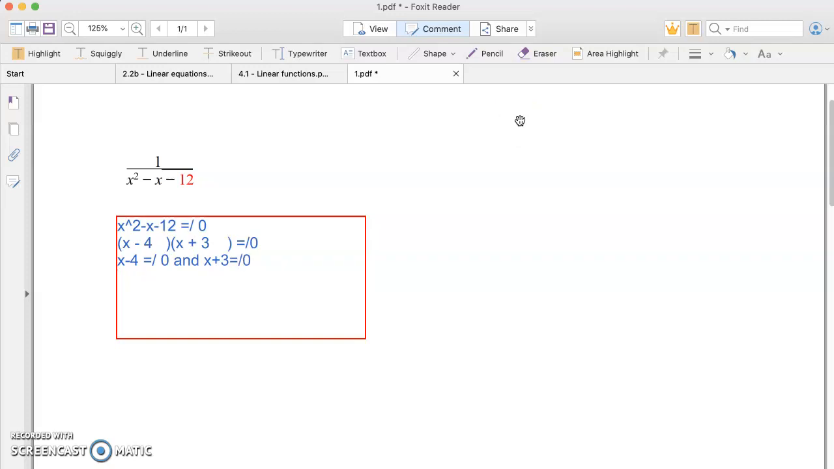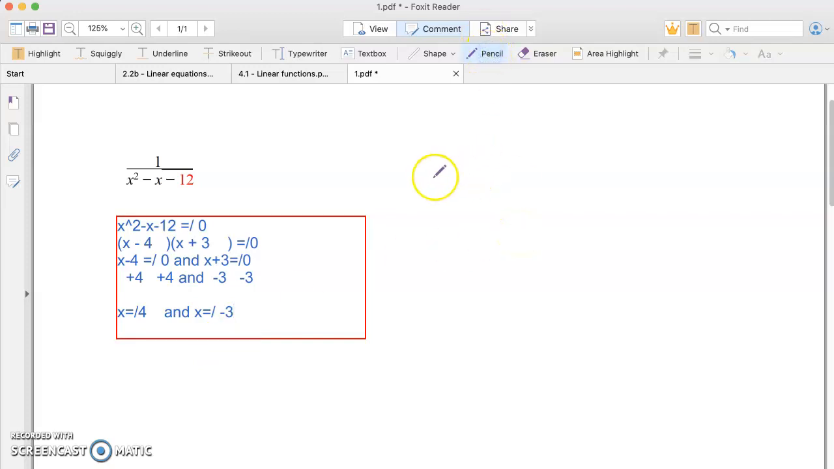And on this one, if I add 4 to both sides, I get that. And on this one, I'm going to subtract 3 from both sides. And for this first equation, then I get that x can't equal 4. The second one will give me x can't equal negative 3. So x can't be 4 and x cannot be negative 3.